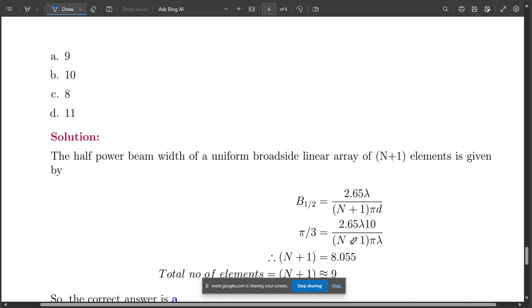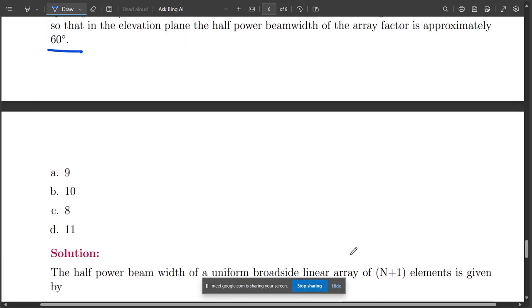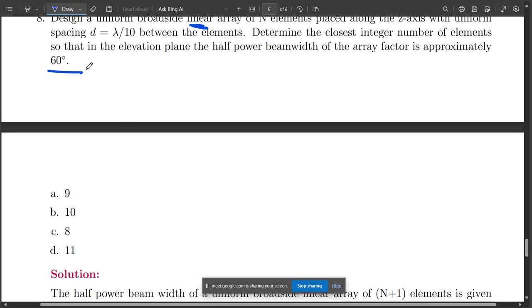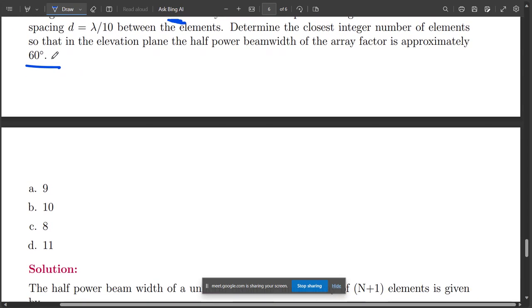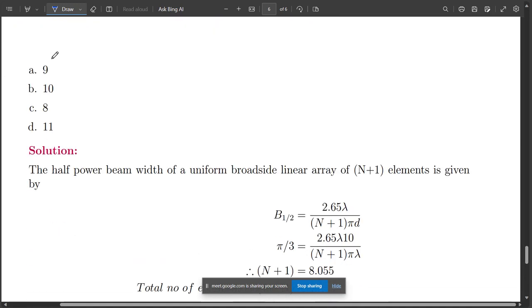Because if we take 8, then the half power beamwidth won't be 60 degrees, it will be more than 60 degrees. And if we take 9, then we can say that yes, the half power beamwidth will be around 60 degrees. So we won't be taking 8, we will be taking 9.